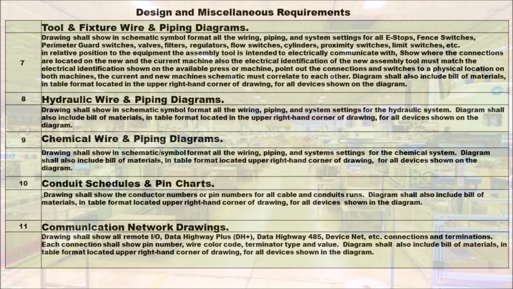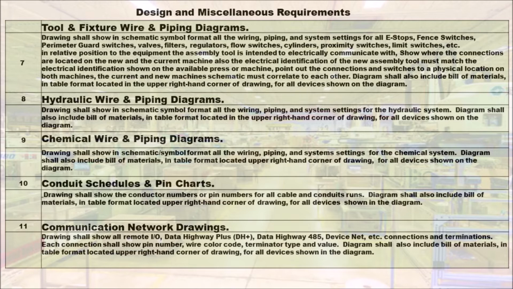7. Drawing shall show in schematic symbol format all the wiring, piping, and system settings for all e-stops, fence switches, perimeter guard switches, valves, filters, regulators, flow switches, cylinders, proximity switches, limit switches, etc. In relative position to the equipment the assembly tool is intended to electrically communicate with, show where the connections are located on the new and the current machine.